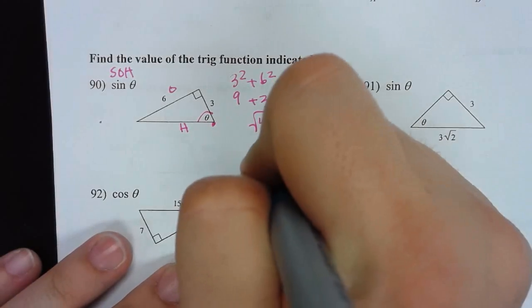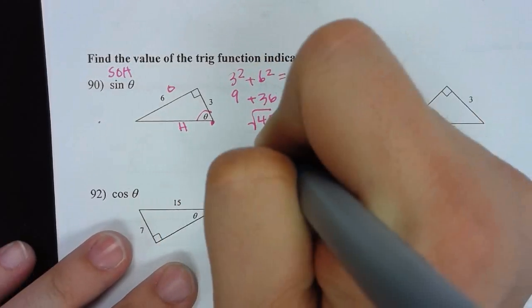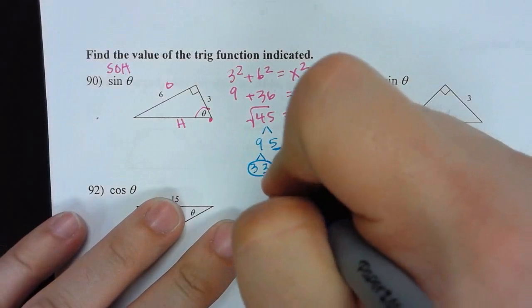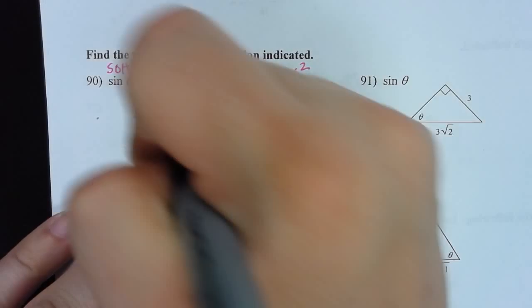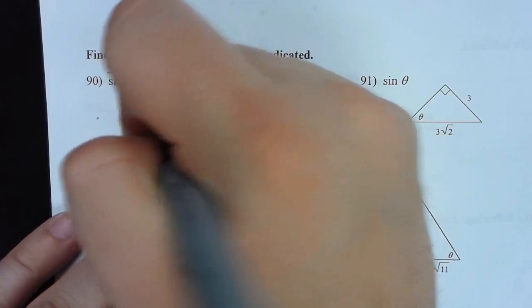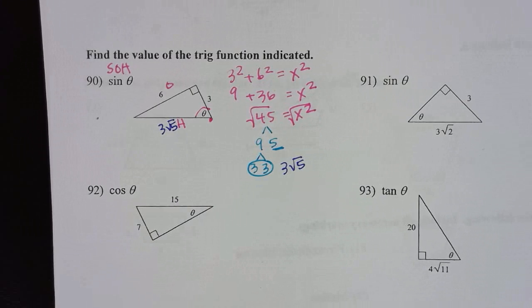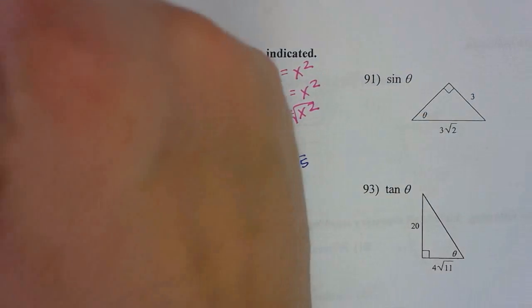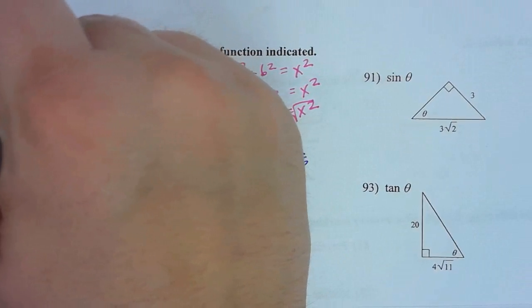So for the square root of 45, groups go out, loners stay in, just like some people on Friday night. Then, if I want to rewrite that, the square root of 45 is 3 square root 5. All right, so SOHCAHTOA, sine is opposite over hypotenuse. So sine is, our opposite is 6, hypotenuse is 3 radical 5.